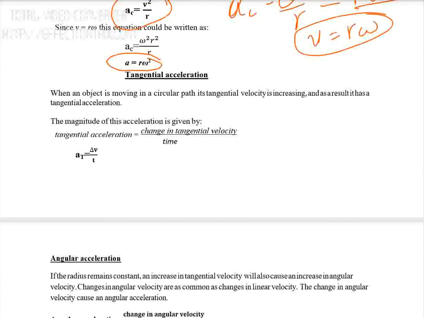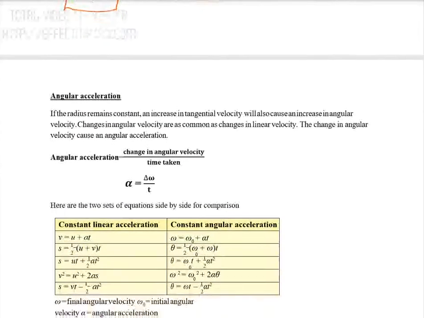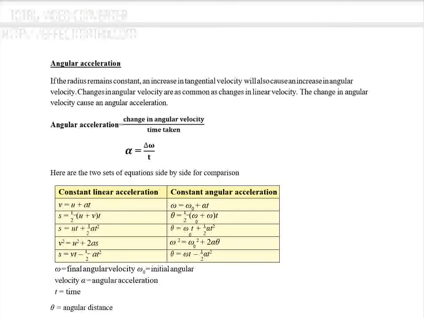The other thing is tangential acceleration. Tangential acceleration is an acceleration caused by a change in tangential velocity, and therefore a tangential is equal to change in v over time. This change in velocity is the tangential velocity. The other thing is angular acceleration. Just like tangential acceleration, a change in angular velocity produces an acceleration. That acceleration is angular acceleration, and it's given by alpha, which is equal to change in omega over change in time.